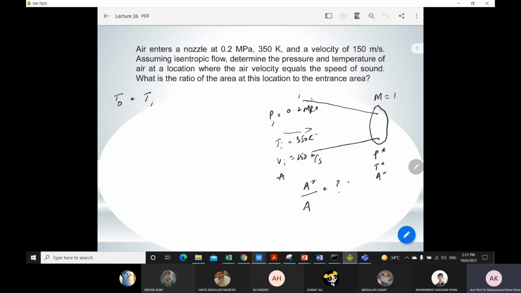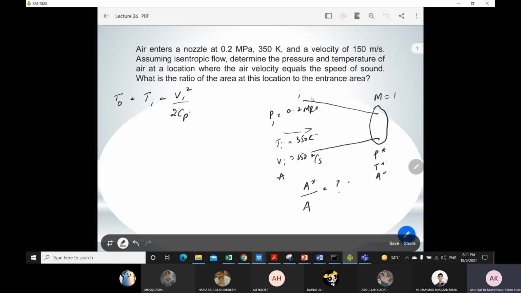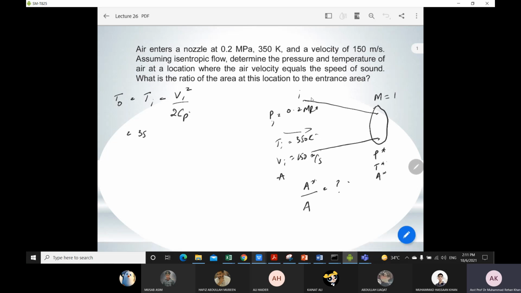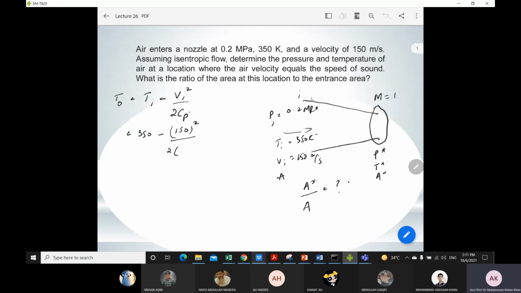The stagnation temperature is equal to Ti plus Vi square over 2 Cp. Ti is known to us because it is at inlet, and Vi is known to us. Simply plug in all the values and you will get T naught. T naught is 350 plus (150 meter per second) square over 2 into 1.005, and it is in kilojoule, so you have to convert into joule. If you solve it, you will get T naught as 361.2 Kelvin.